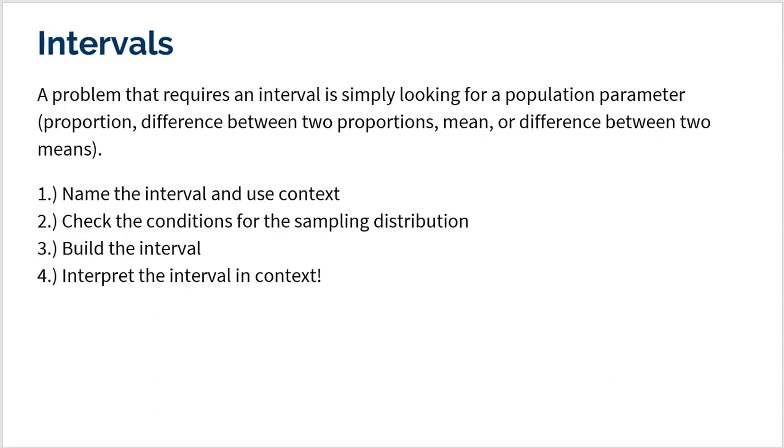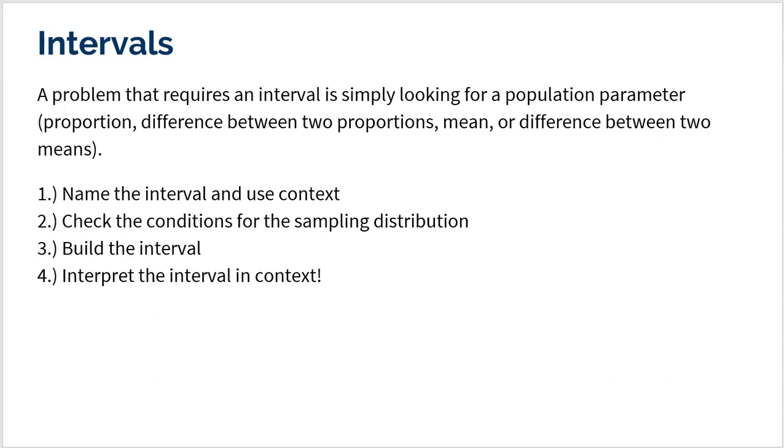You have to name the interval and use context. So make sure you're saying, hey, this is a one sample z interval for the proportion of people that have blonde hair in the United States. Or this is a two sample t interval for the difference between the mean number of books students in Canada read and the mean number of books students in America read. You got to make sure you name it.